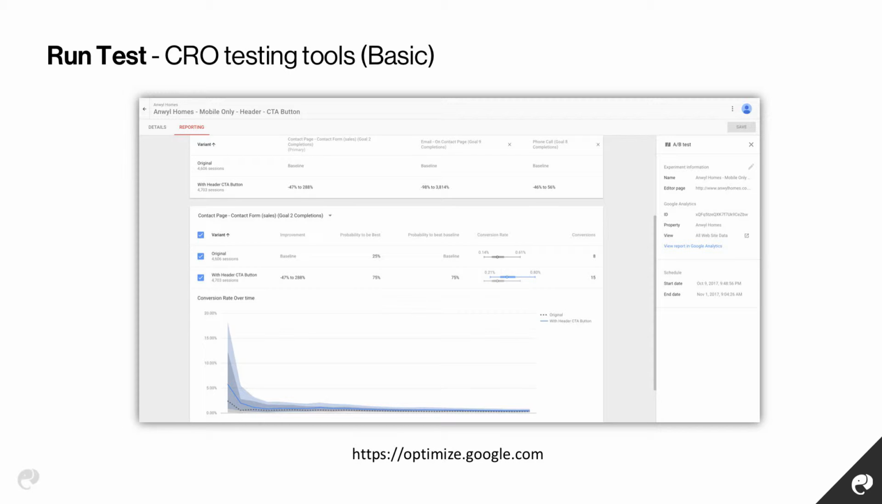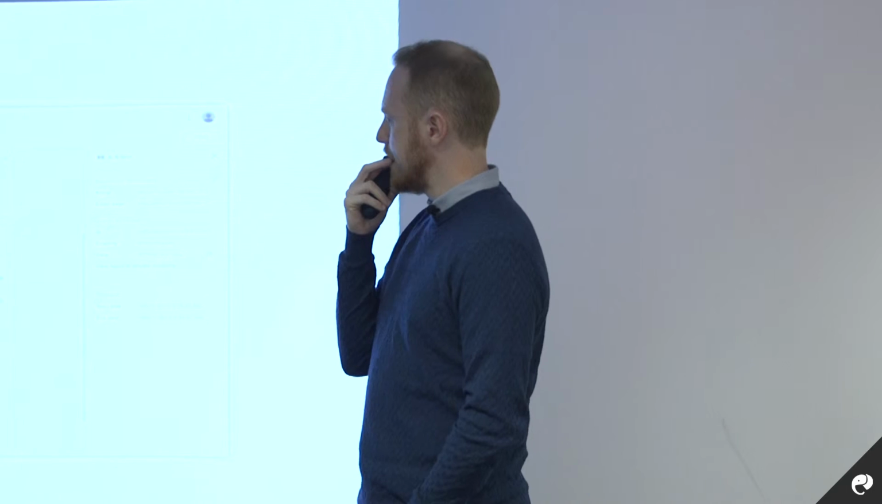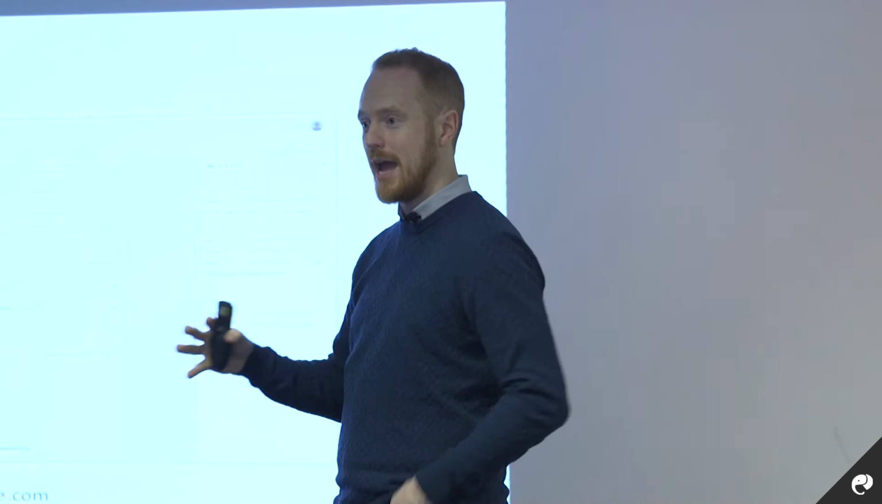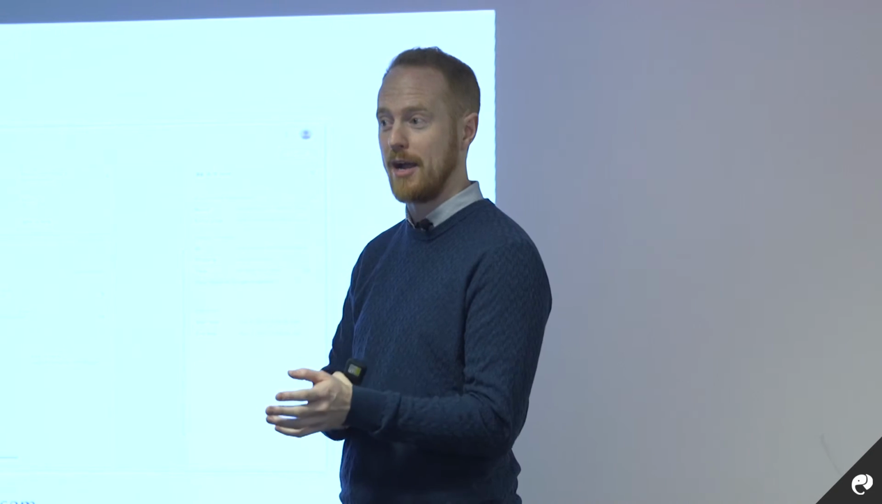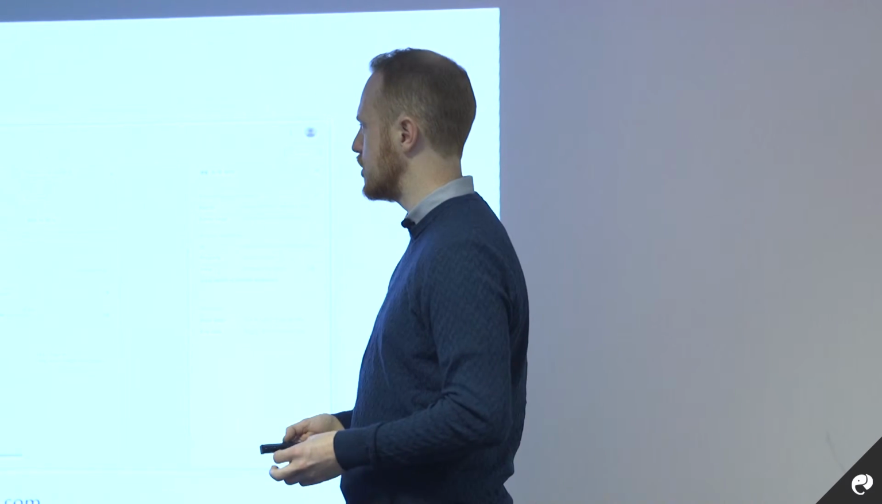Then you run your test, and there are two great tools I want to talk to you about very briefly. The first one is a free tool from Google. It's called Google Optimize, optimize.google. And you can run relatively simple CRO, A/B, A/B/N tests using this platform. You can launch two different variations of the same page without a lot of complicated technical knowledge in the background. It's relatively straightforward to do.